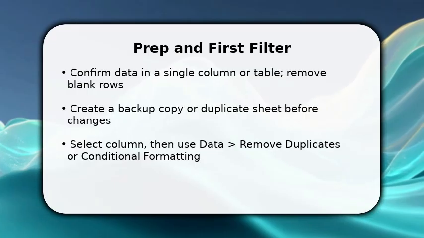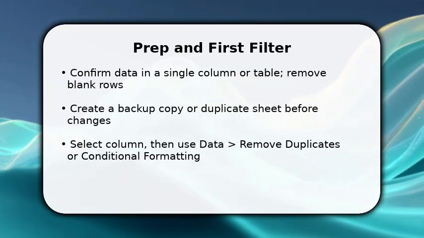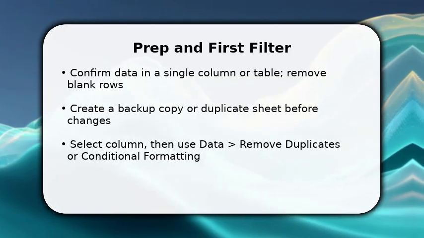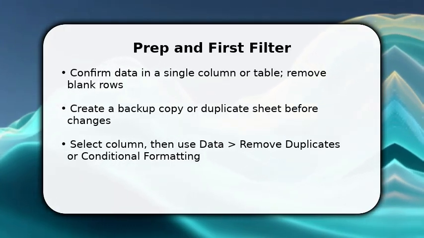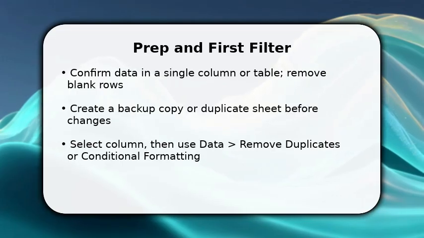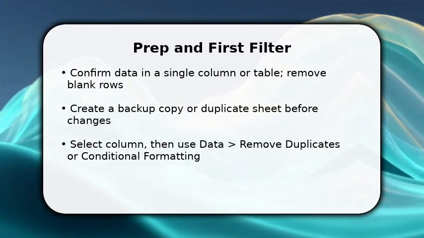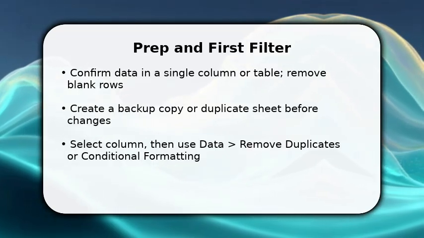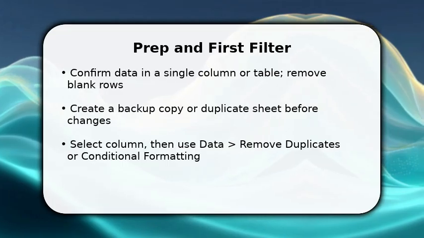You start by preparing the sheet and making a safe copy. This avoids accidental loss. Next, select the column that might contain duplicate entries. Once selected, apply a quick conditional formatting rule. Home, Conditional Formatting, Highlight Cells Rules, Duplicate Values, so you can visually spot repeats.